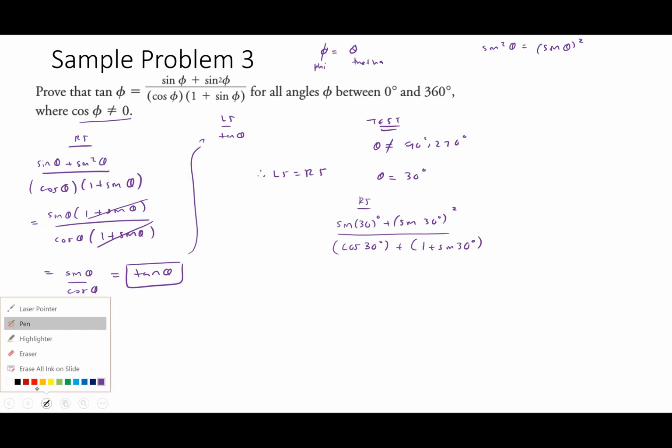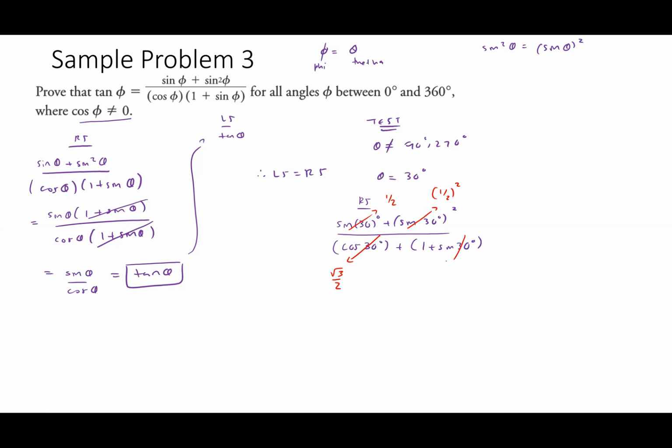Now, sine 30 is a special angle, so please remember the exact values for those. So if we are going to implement those values, sine 30 is a half. Sine 30 squared is 1/2 squared. Cosine 30 is square root of 3 over 2. And 1 plus sine 30 is 1 plus 1/2. Okay, let's simplify this. So this is 1/2 plus 1/2 squared, which is 1/4, over square root 3 over 2 times this, which looks like 3 over 2. If I simplify this, you can think about 1/2 as 2 over 4, so the numerator is 3 over 4. The denominator is square root 3 plus 3 over 2, with a common denominator.